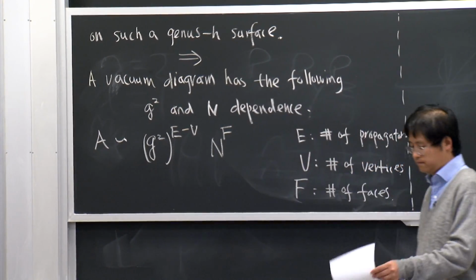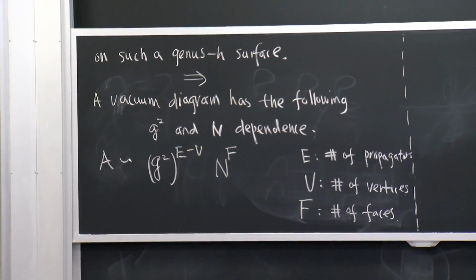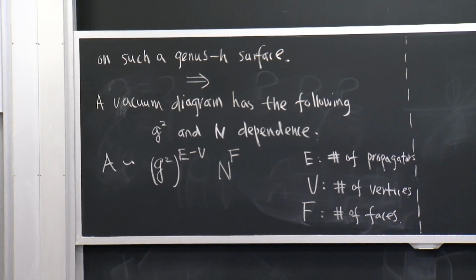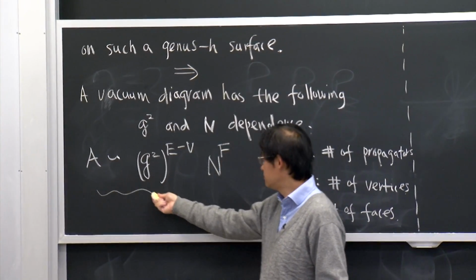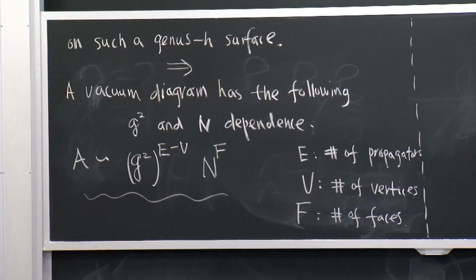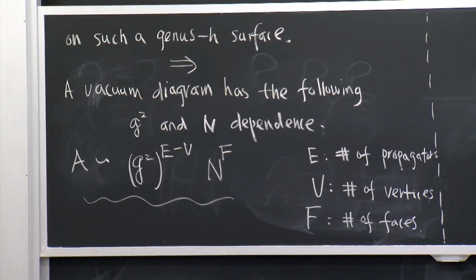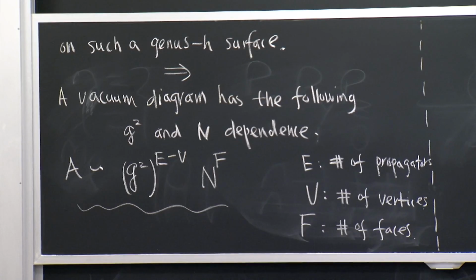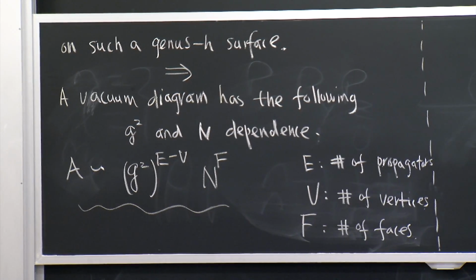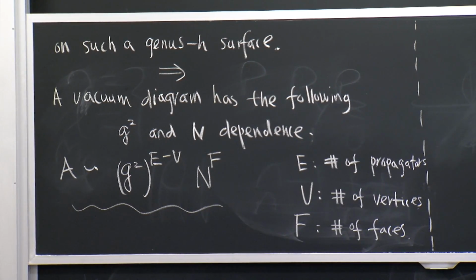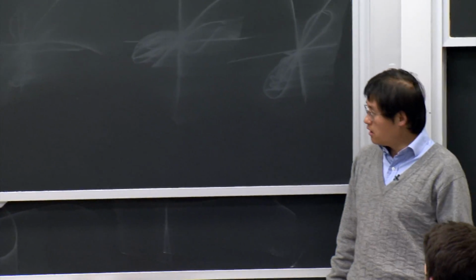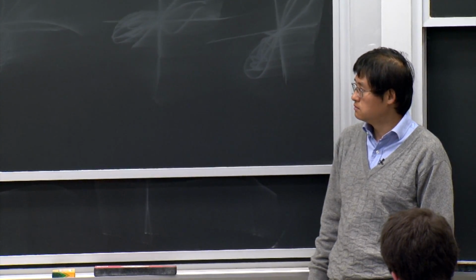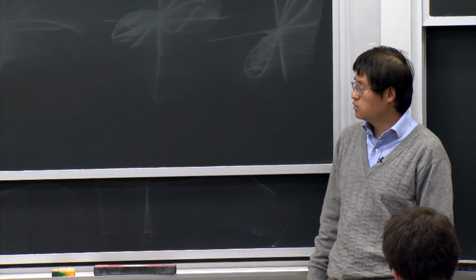So without doing any calculation, this essentially characterizes the n dependence and the coupling dependence of any diagram. Now, if you look at this expression, you say we are doomed.